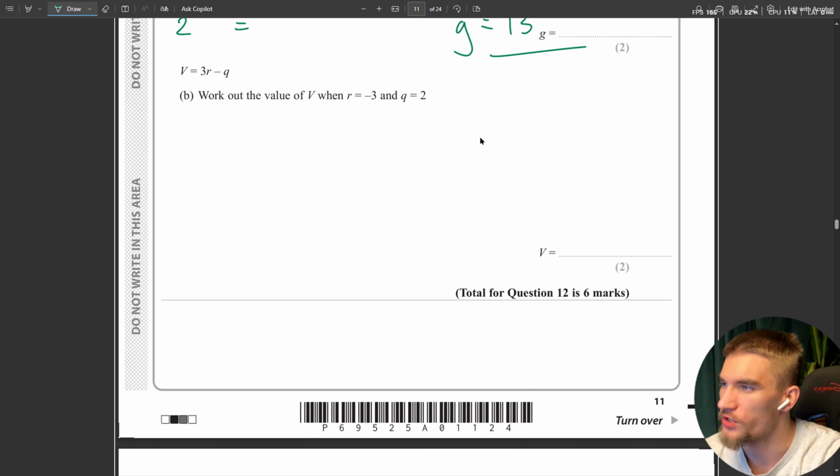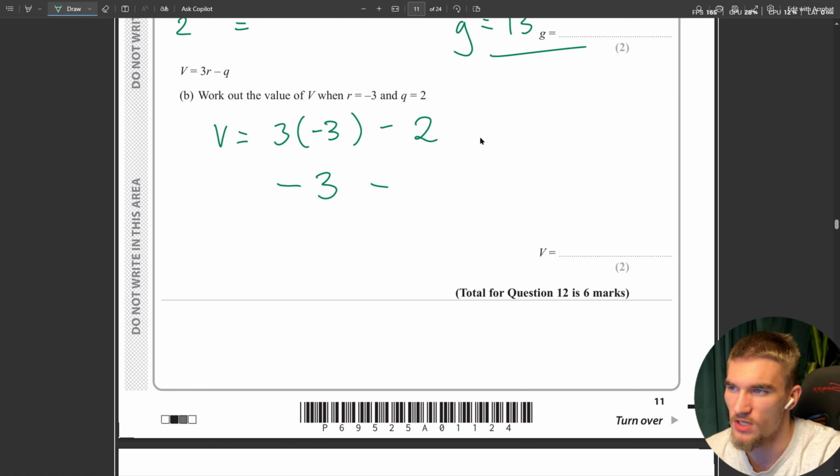So 26 divided by 2 is 13. Next one. 3R minus Q, work out the value of V when R is minus 3 and Q is 2. I just substitute. So V equals 3 times by minus 3 and I'm taking away 2. Okay, so 3 times minus 3 gives me minus 9, and I'm taking away 2. Minus 9 minus 2 gives me minus 11.